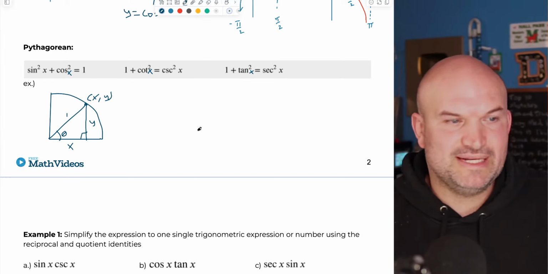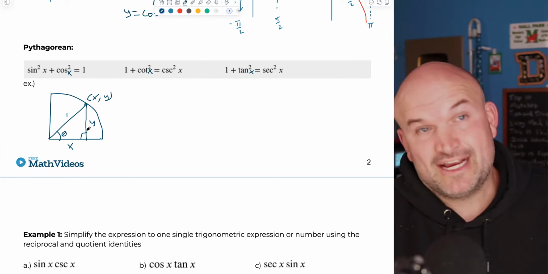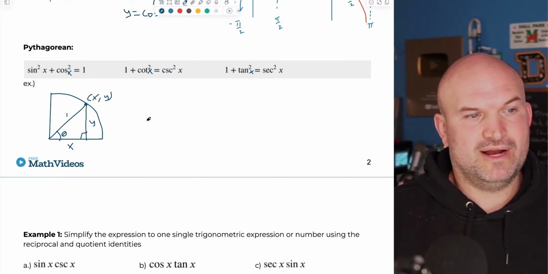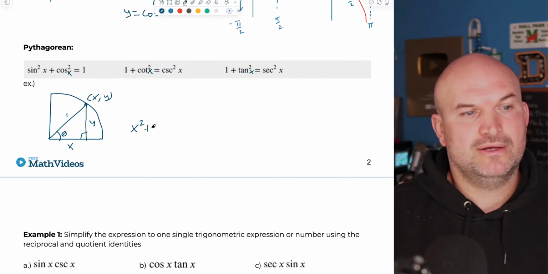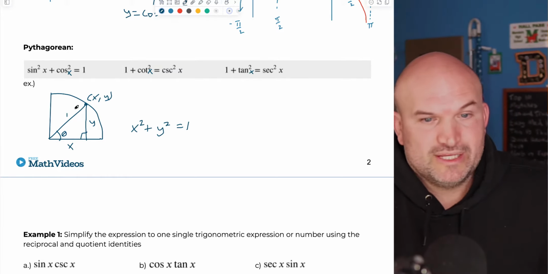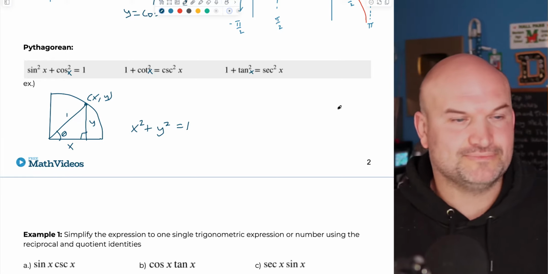Now, a couple things we need to remember. If we were going to use the Pythagorean identities, we could create a Pythagorean relationship here, right? We could say that x squared plus y squared is equal to 1. Whenever we have a right triangle, we know we can use the Pythagorean identity.